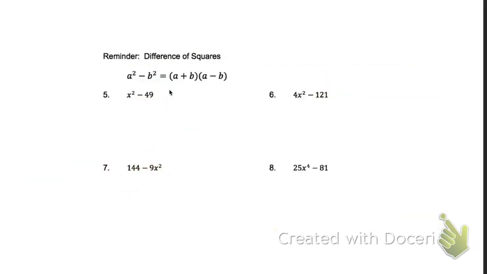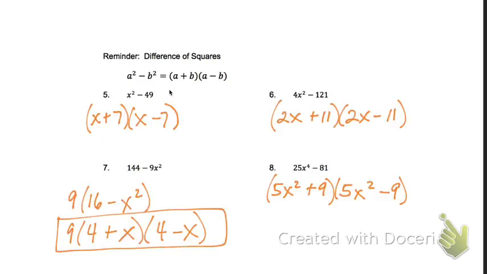So remember difference of squares, same kind of deal. Take the square root of the first and the second term. So I want you to try 5 through 8 on your own, because this is all review, and then you can check your answers with me on the board. The only thing that I think sometimes people forget would be pulling out the greatest common factor here on number 7. Remember, you do that first. So if you need to get that factoring packet out from last semester, it might be helpful.